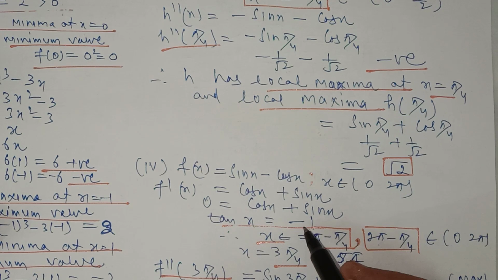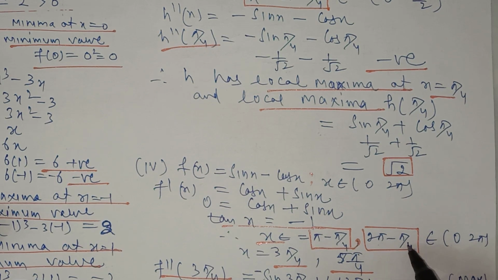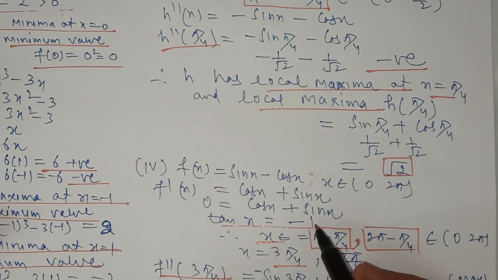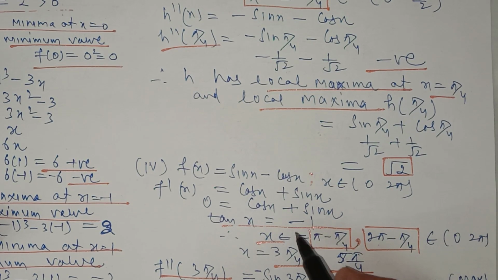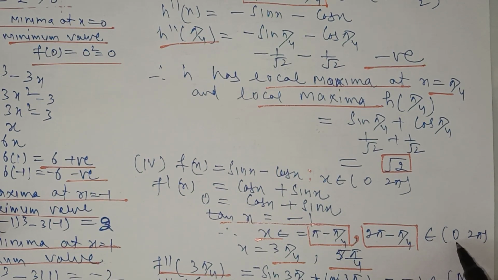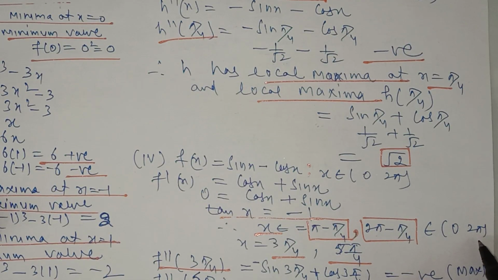In the second quadrant, x will be obtained by 180 minus theta, and the fourth quadrant is always obtained by 360 minus theta. Theta here, or x, will be 45. Tan 45 is equal to 1. To make it negative, we have to convert that angle into the second and the fourth quadrant, because tan is negative there, and these two angles belong to 0 to 2 pi.